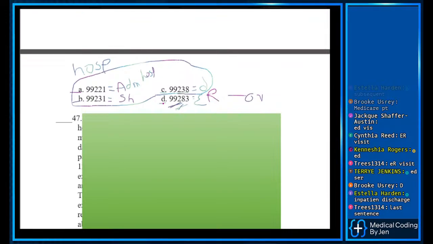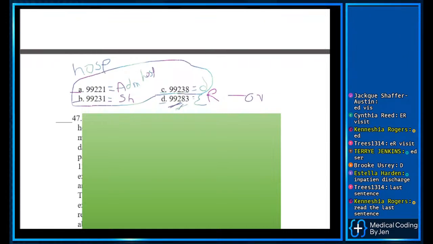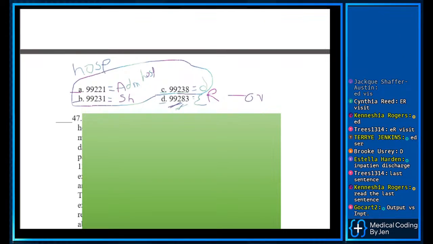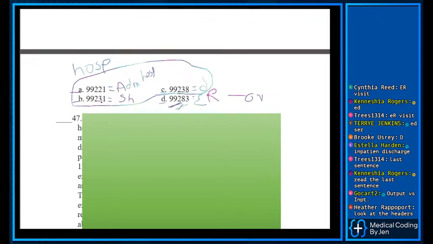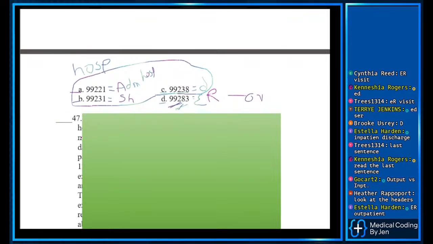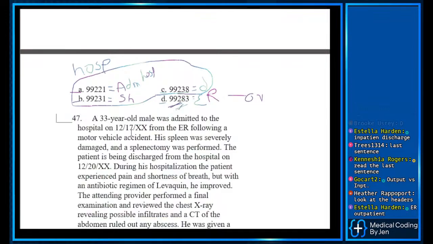Read the last sentence. Good job, Mocha Latte. Let's go read our last sentence, because they may have a bunch of garbage about their admission, their subsequent visit, their discharge, but then they're only asking us to bill the outpatient ER visit. You never know. They put a lot of propaganda into these notes, in these questions. Ignore it all and go to the last sentence. Find out what in the heck they're wanting you to bill for.